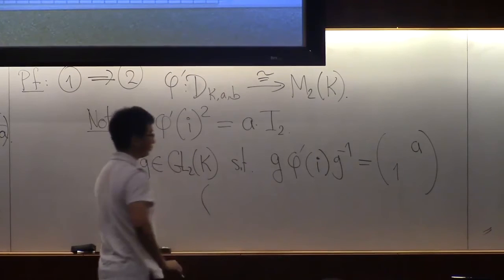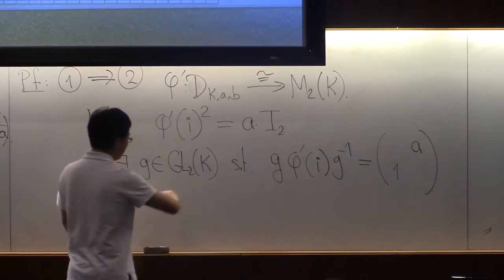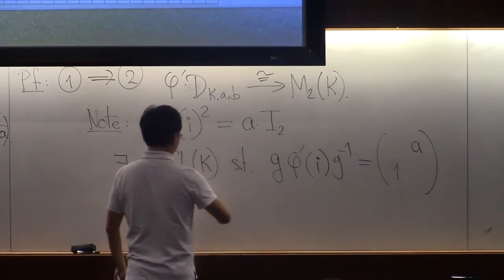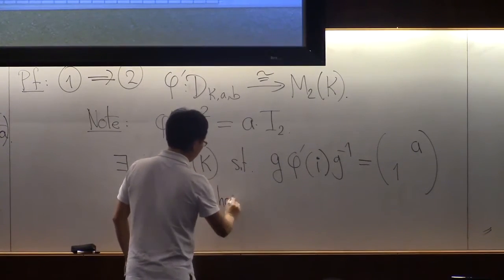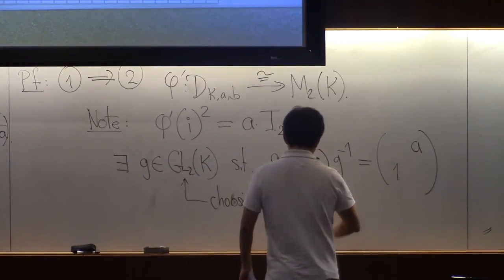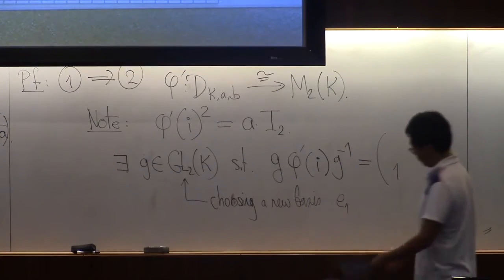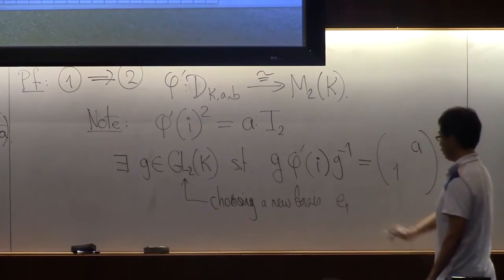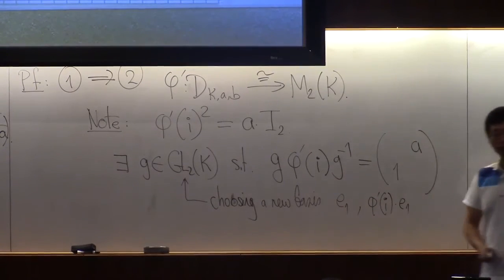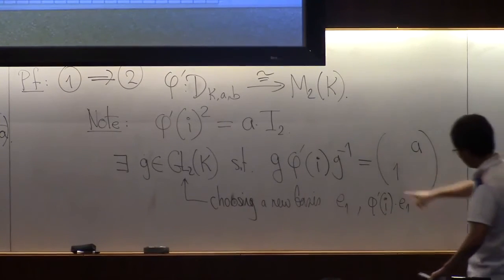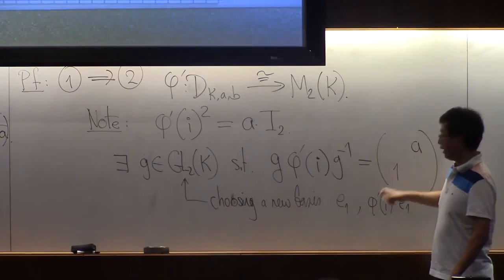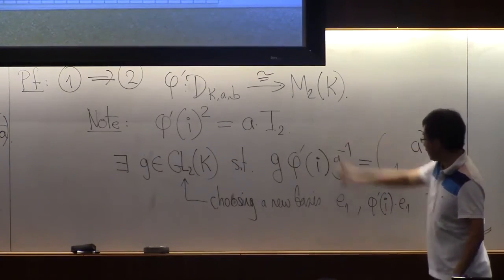I can give it a more explicit way. What do I mean by finding an invertible matrix to conjugate it? It means to choose a new basis. So that's the same as choosing a new basis given by, choose arbitrary E1 as a basis. And the next basis, you want it to be phi prime I times E1. So therefore, phi prime I applied to E1 will be equal to the next basis. So the first column will be 0, 1. And then phi prime I applied again, you should get back to A times E1 to get A here.